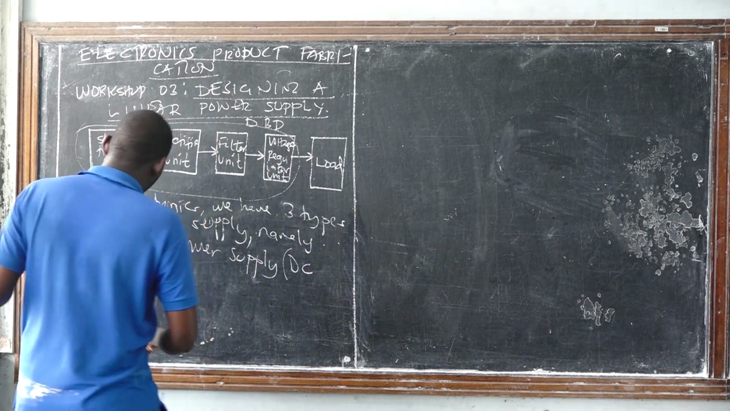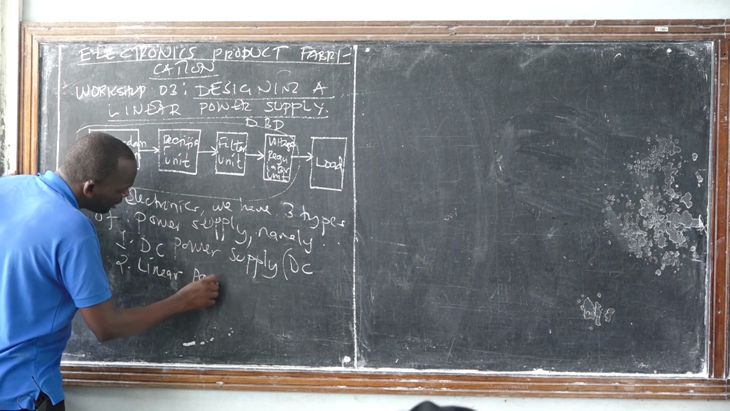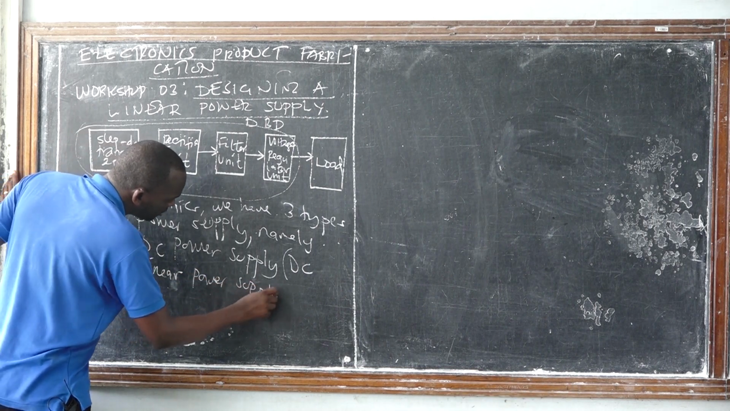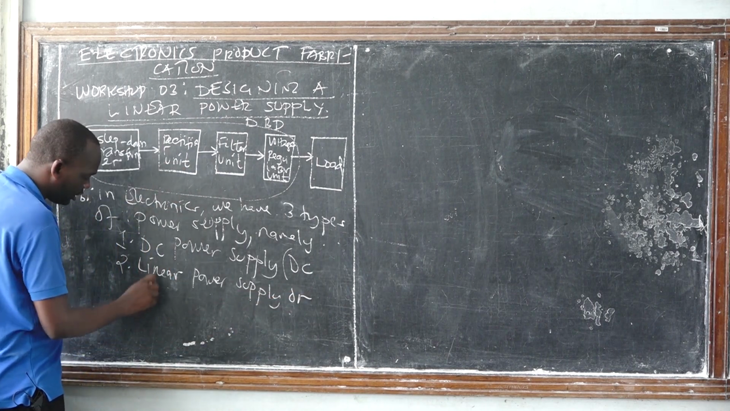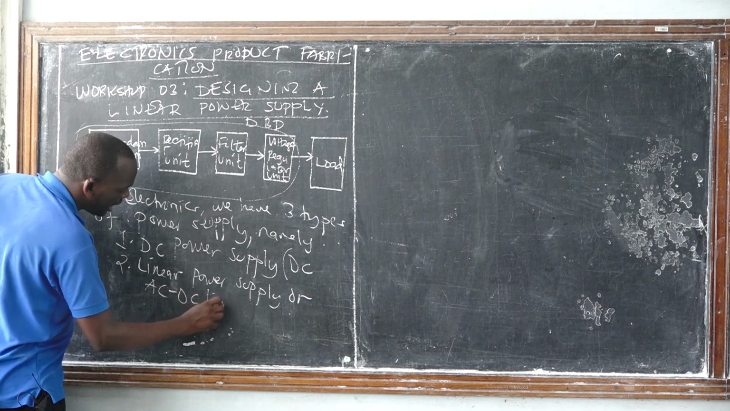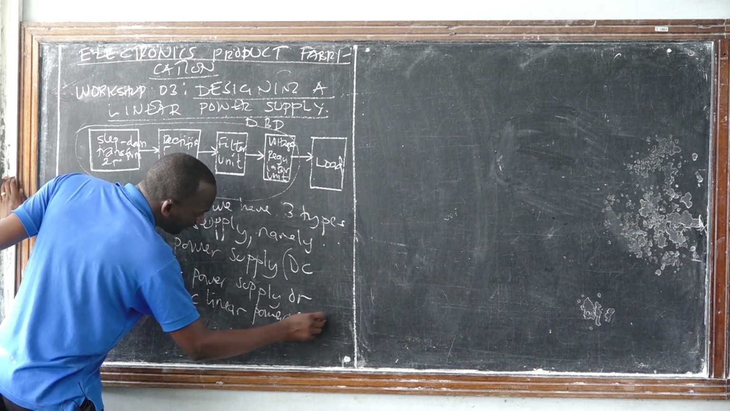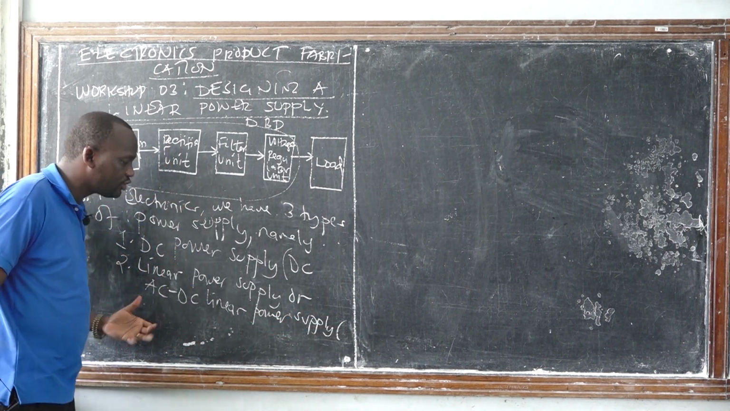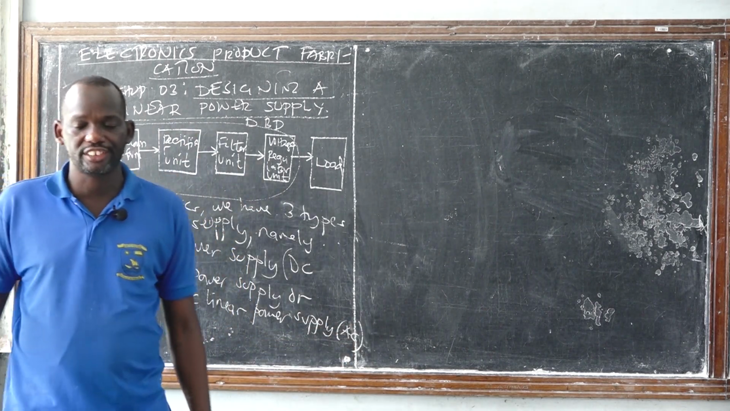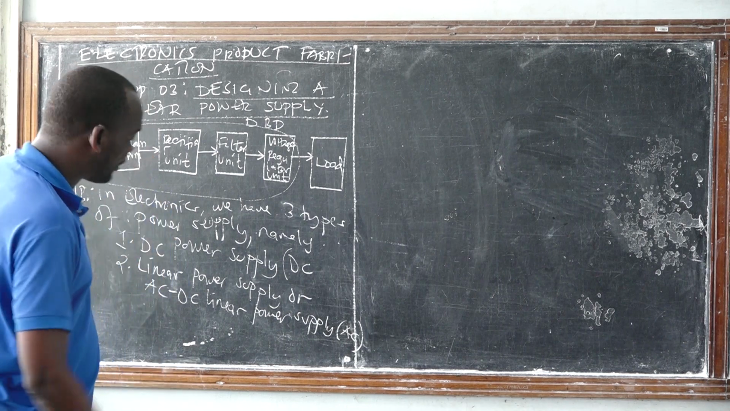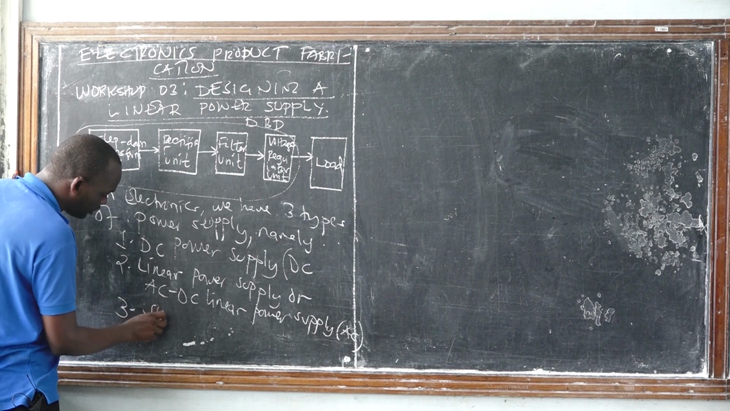Yes. Then the second one, we call it linear power supply. Sometimes we call it AC to DC linear power supply. With this one, the main source of power is AC, which is domestic alternating current, right? The third one, which is for commercial purposes, is called this.